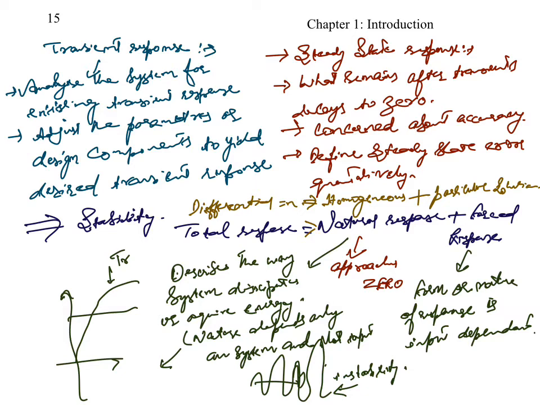Now the total response of the system is the sum of the natural response and the forced response. When we study linear differential equations, these responses are the homogeneous and particular solutions. A natural response describes the way the system dissipates or acquires energy, and it doesn't depend upon the input. On the other hand, the nature of the forced response is dependent on the input. So the total response would be the natural response plus the forced response.